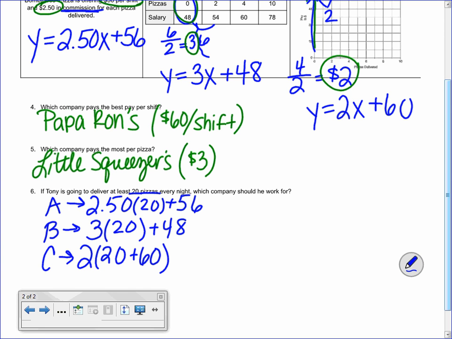So 2.50 times 20 would be 50 plus 56. I'd get 106 from Bambinos. 3 times 20 is 60 plus 48 is 108. Oops, I kind of messed up some parentheses in C, but 2 times 20 is 40 plus 60 is 100. So we would be going with Little Squeezers again.